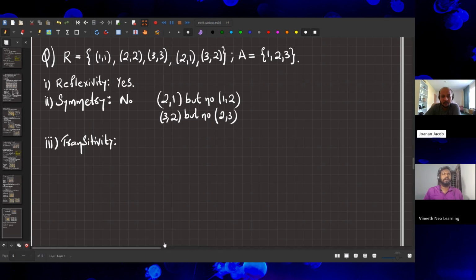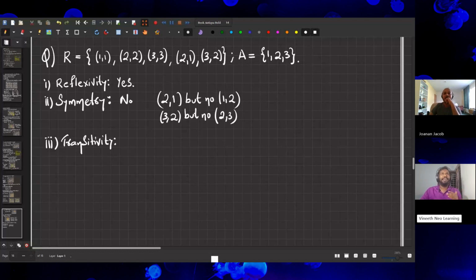Let me check (2,1), (2,3). There is no such pair. No transitive products are defined, I think. If transitive products are not possible, then it should be transitive.